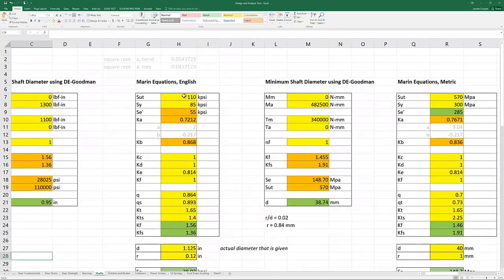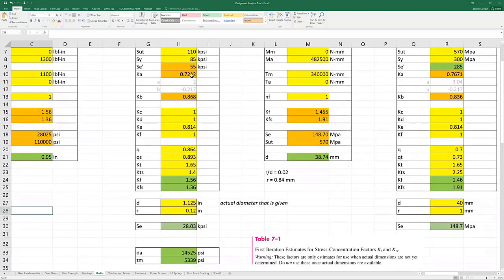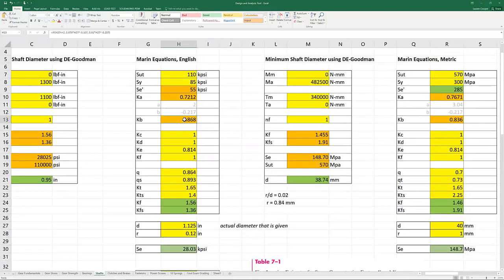I've entered the ultimate tensile strength of 110 kpsi, the yield strength 85 kpsi. SE prime is calculated automatically to be half of SUT, so 55 kpsi. Ka was based on the fact that we have a machined shaft shoulder, so you need to use the appropriate A and B constants. Make sure again that you're referencing A and B from the updated edition, so the 11th edition constants.